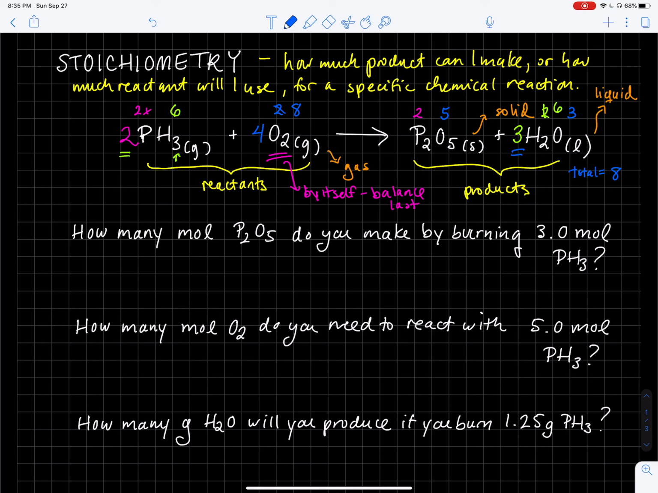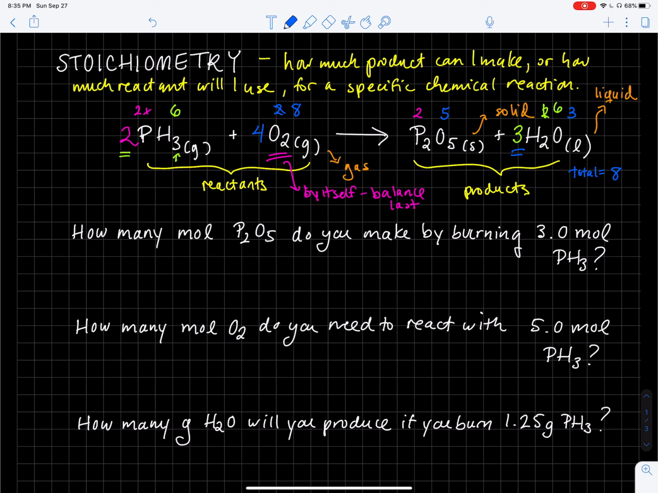And as I said, it didn't do anything to the phosphorus and the hydrogen because I saved the oxygen for last. So that's what we call balancing by inspection, and that's all you'll be expected to do in this class. We're not going to try to trick you with super tricky balancing equations. All right, so the first step in stoichiometry is to balance the equation.